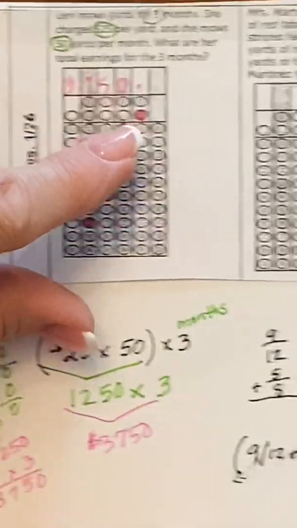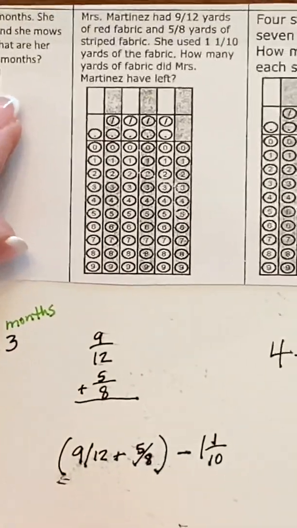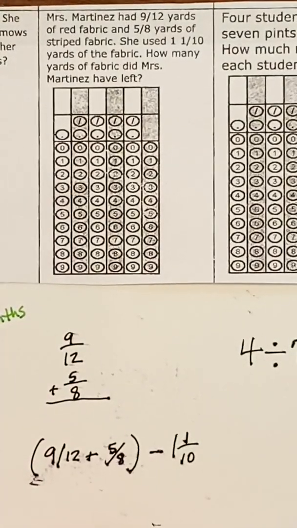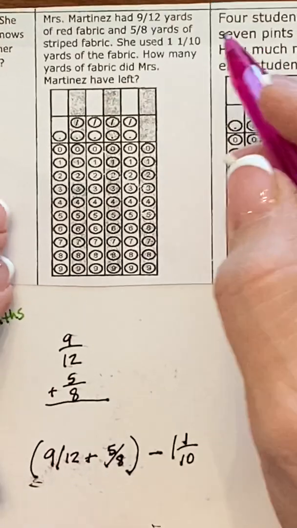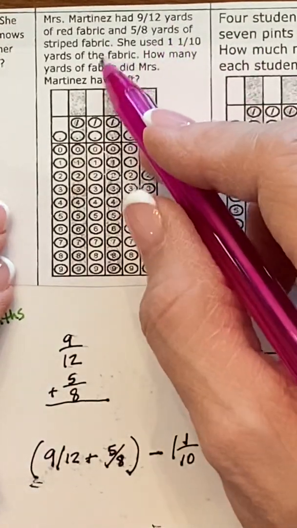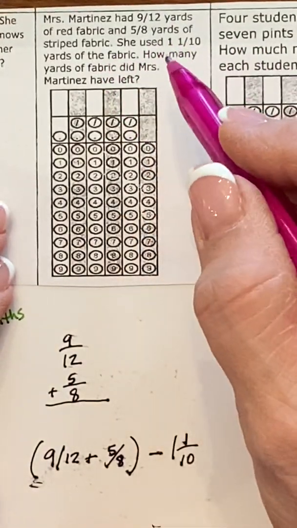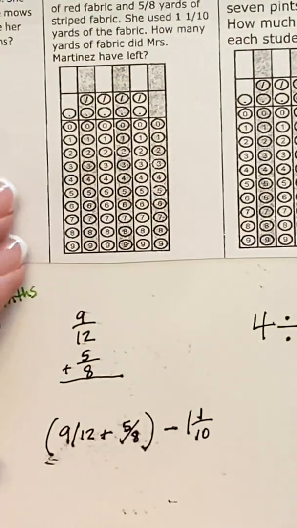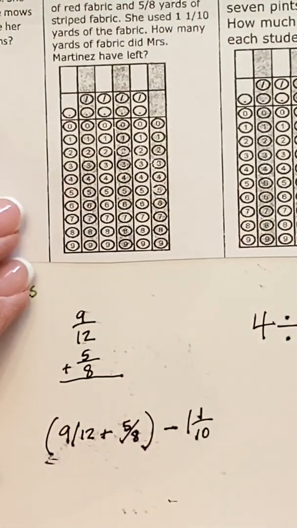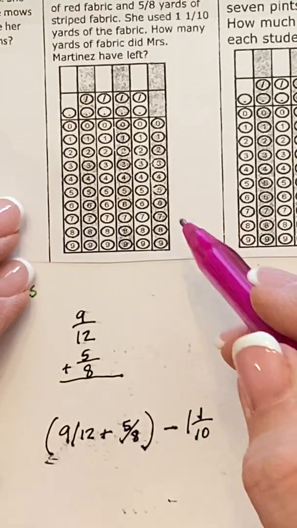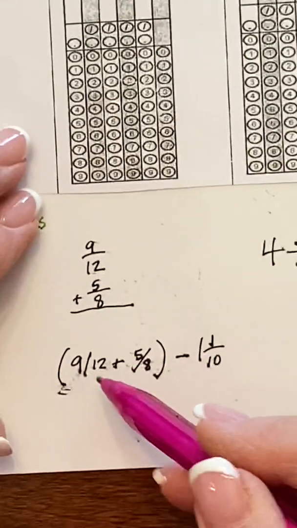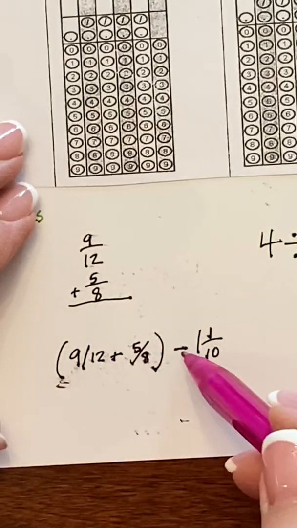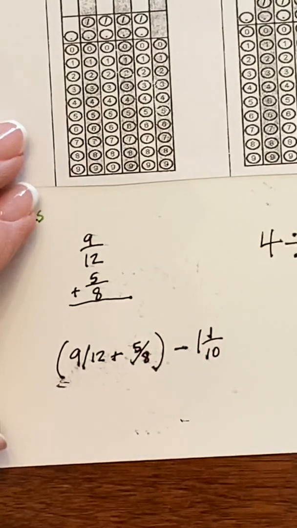Okay, let's look at the next one. Mrs. Martinez had 9/12 yards of red fabric and then 5/8 yards of striped fabric. So she's got some fabric all together. So I just went ahead and put this down in my little workspace. She used 1/10 of it. So what's my plan going to be? 9/12 plus 5/8. I'm going to put that together, and then I'm going to subtract the 1/10 from it all.